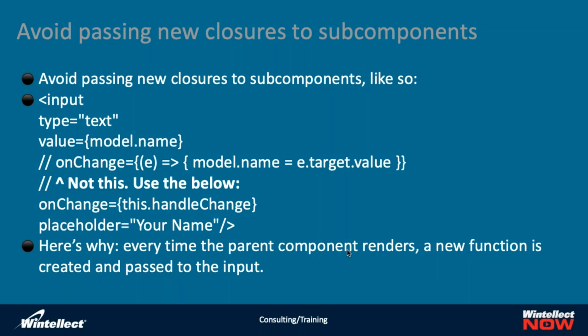This is getting a little bit more advanced, but you should avoid passing new closures to subcomponents. In this case, we have the commented out onChange right here, where it's passing a function into the onChange prop. A better way to do this is to define a function, often named handleChange, and then pass that as the value of onChange. The reason is that if you pass in a closure as the value of the prop, then a new function is created and passed every time there's a render.